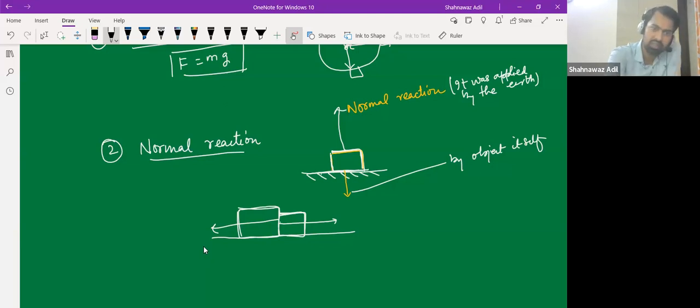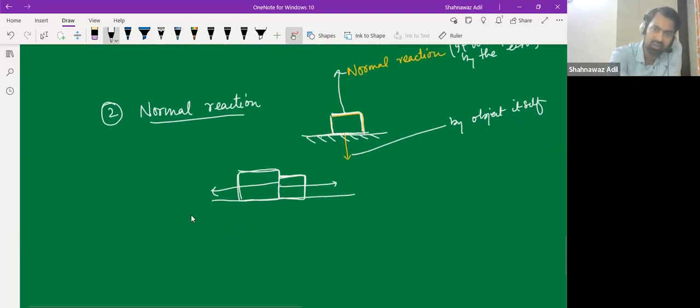What about the ground? There'll be only two forces? Of course, there would be another force acting, because this surface is also in contact with this one, so this will also apply the normal reaction. Yes, absolutely right. Whenever the surfaces are in contact, they will apply the normal reaction.